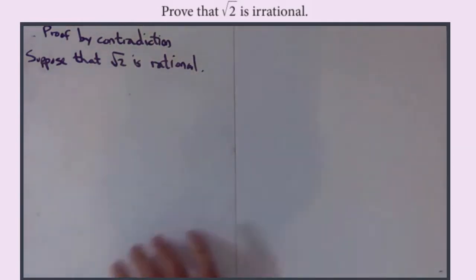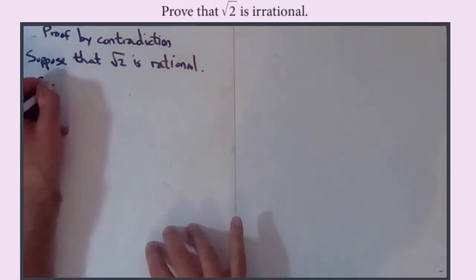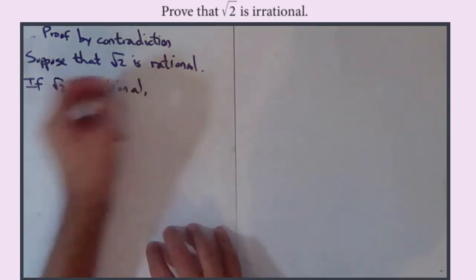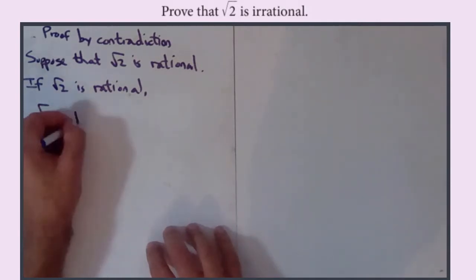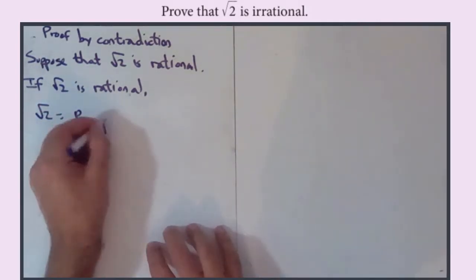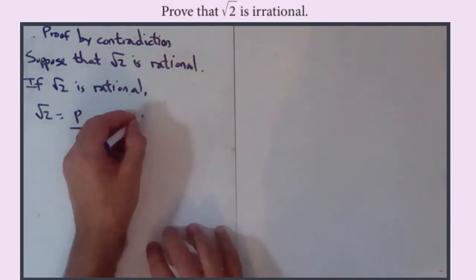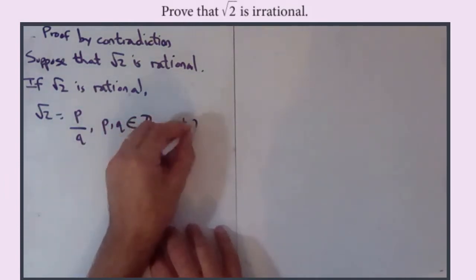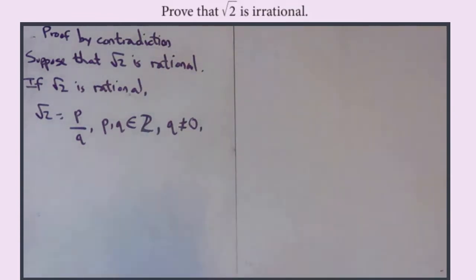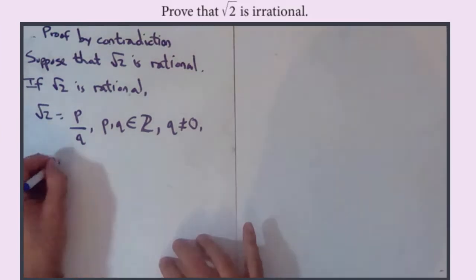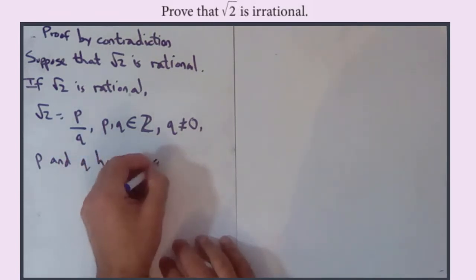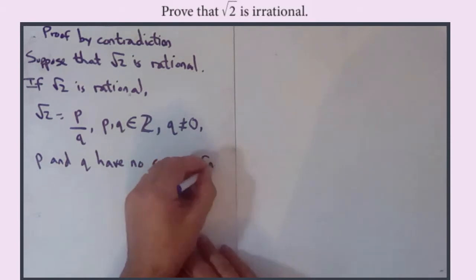So what that means is, if root 2 is rational, then that means root 2 equals p over q. So p and q need to both be integers. The bottom one cannot be 0, q cannot be 0 because you can't divide by 0, and also I'm going to say that this is written in its simplest terms, so p and q have no common factors other than 1. We will need this.